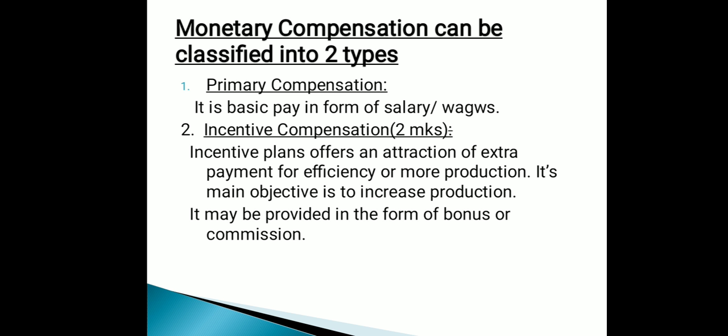There will be a standard output, say 20 units per hour. Incentive means that if you produce 22 units, you are going to receive something extra. That is incentive. The main objective of incentive compensation is to increase production. It may be provided in the form of bonus or commission. In companies, if you make more sales, the sales agent will be given the commission.